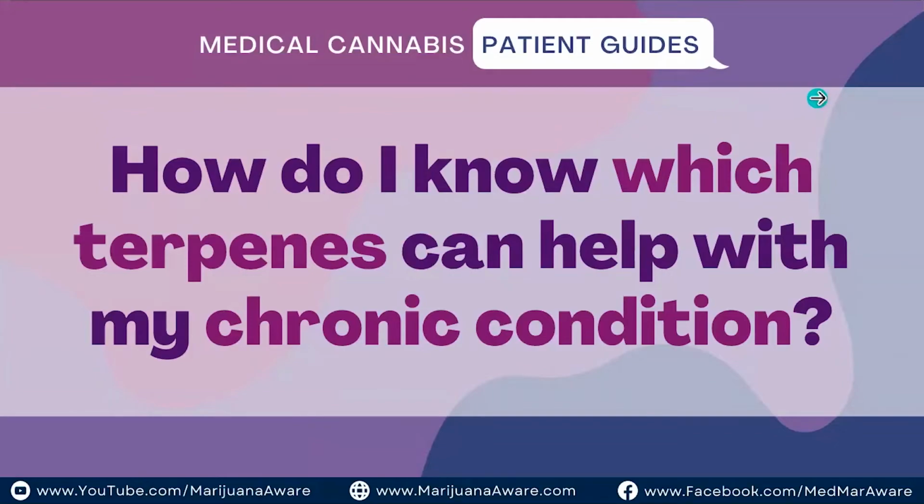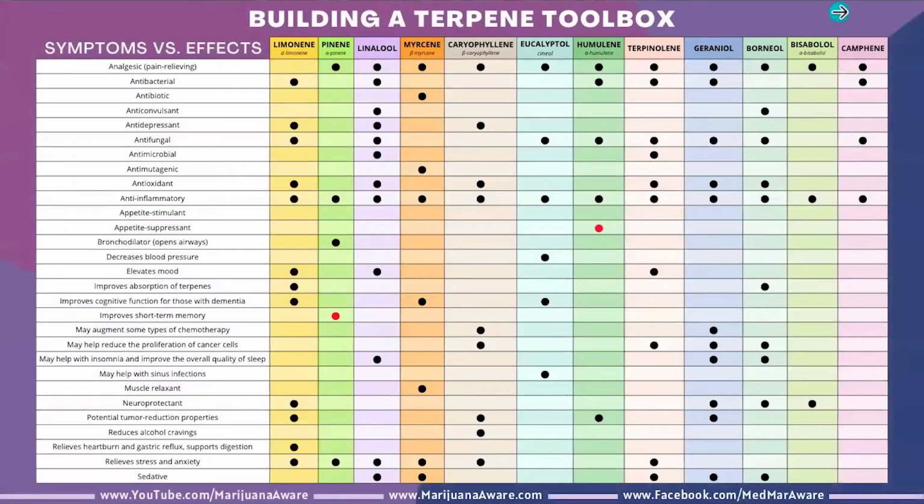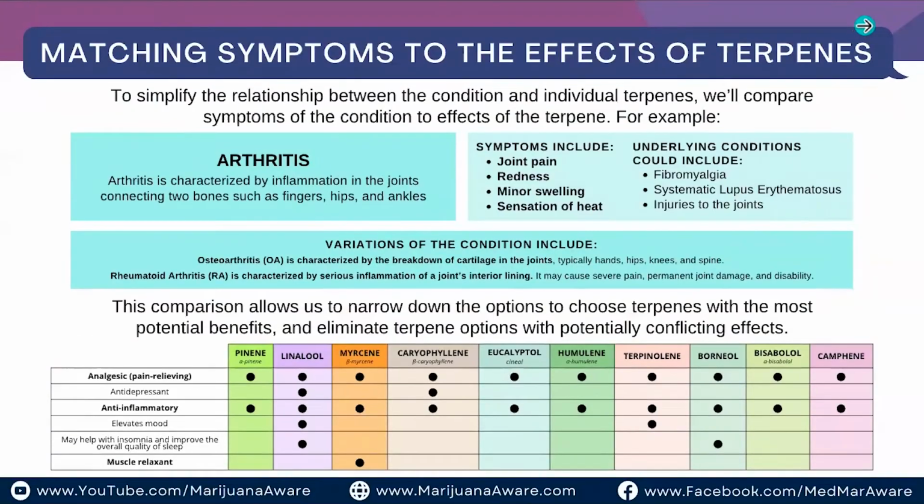So the big question is, for my particular condition, which terpene should I use? So let's dive down and talk about that. Now, we built a chart, and this chart really talks about the different symptoms and whether each of the terpenes addresses that particular symptom. Now, this is a very busy chart. So rather than just diving into this, let's talk about the different conditions that are out there.